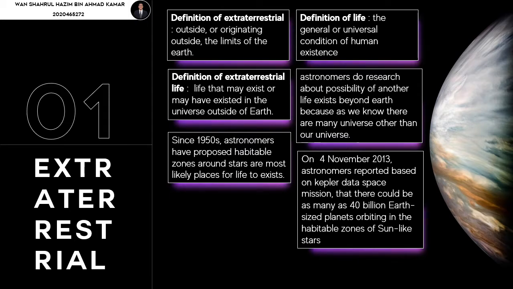So, astronomers do research about the possibility of other life existing beyond Earth because, as we know, there are many universes other than our universe. Since the 1950s, astronomers have proposed that habitable zones around stars are the most likely place for life to exist. On November 4, 2013, astronomers reported, based on Kepler space mission data, that there could be as many as 40 billion Earth-sized planets orbiting in the habitable zones of sun-like stars.